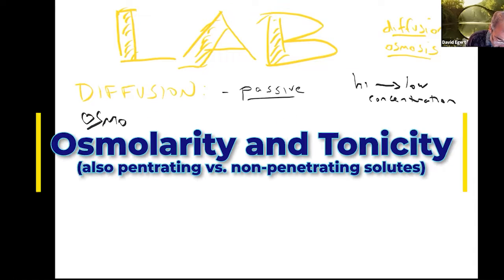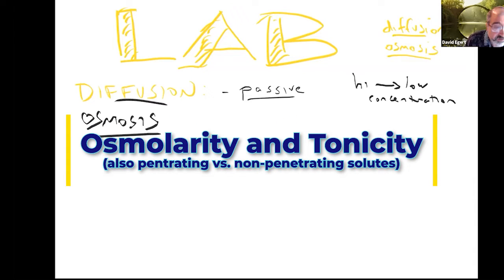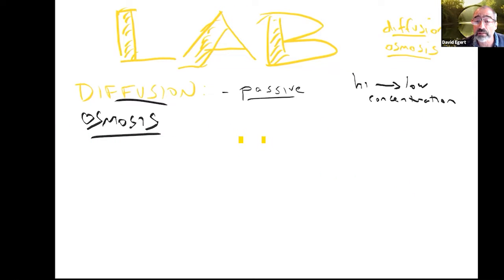Osmosis is just a special version of diffusion we talked about last time, but instead of looking at some solute moving, we're actually thinking about the solute being constrained by some semi-permeable membrane and the water moving instead.